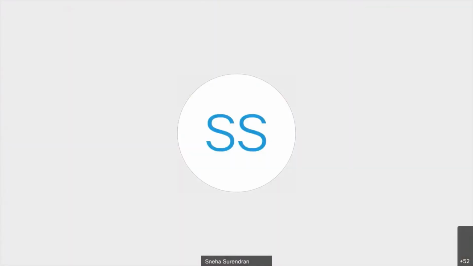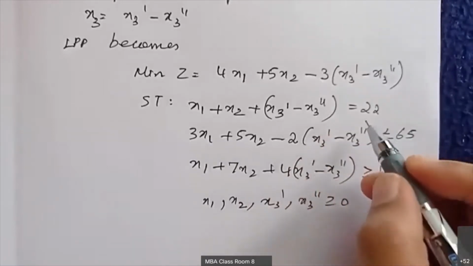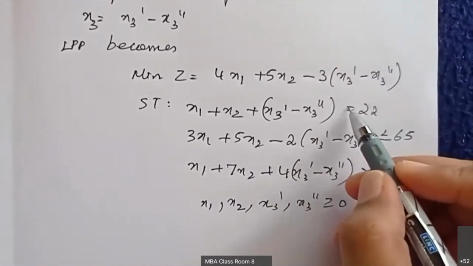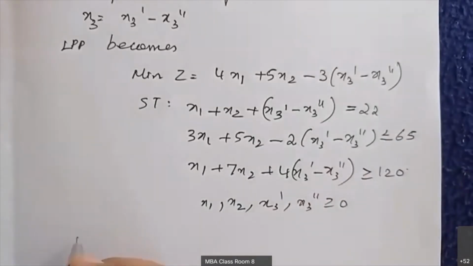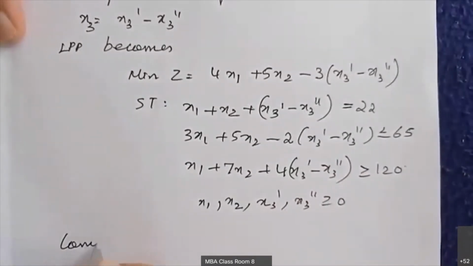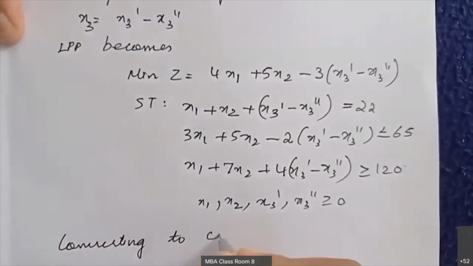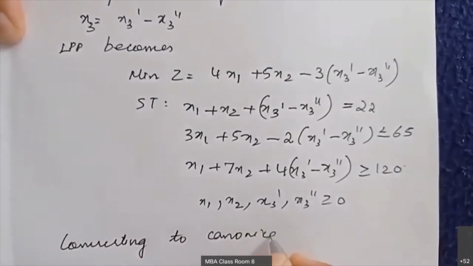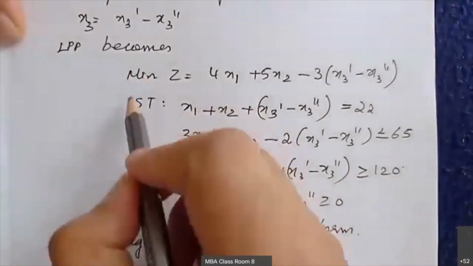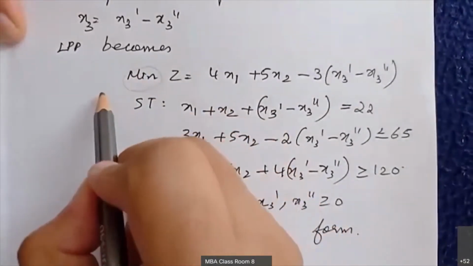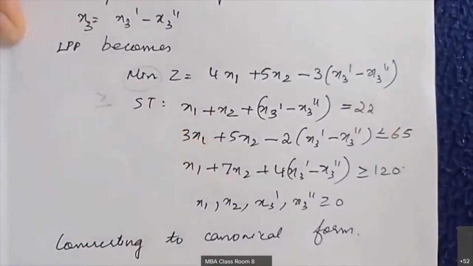Now what I'm going to do is open the bracket. You have some things that you have to convert into the canonical form. Converting to canonical form, here we have minimization, so all the constraints should be of greater than or equal to type.